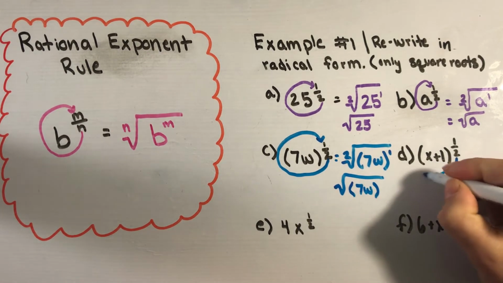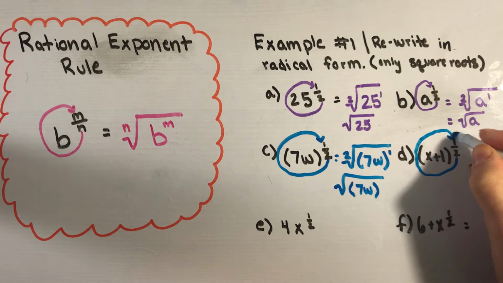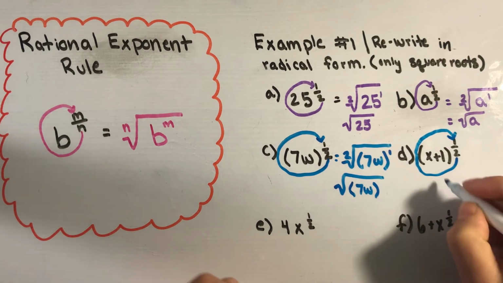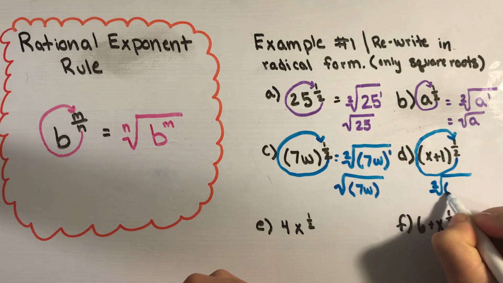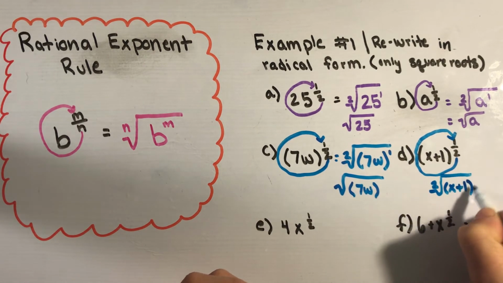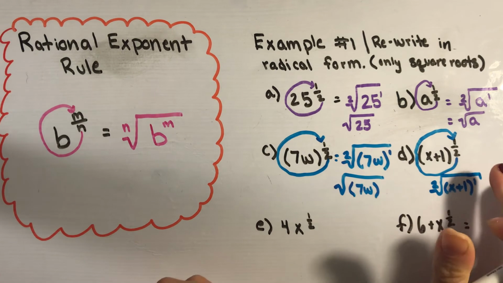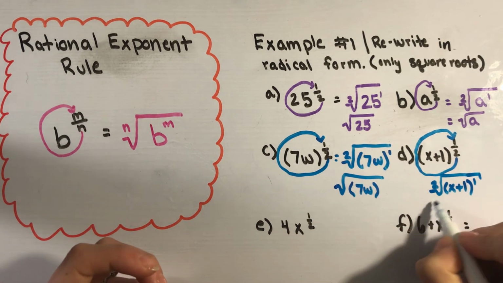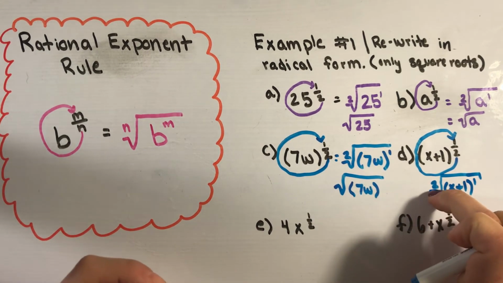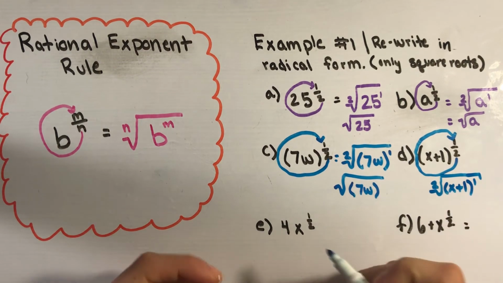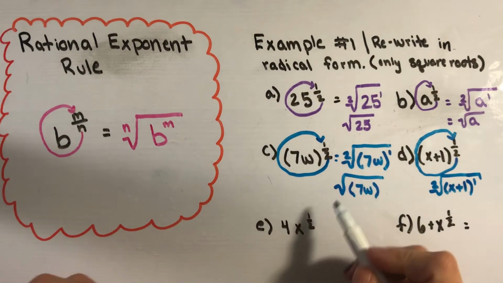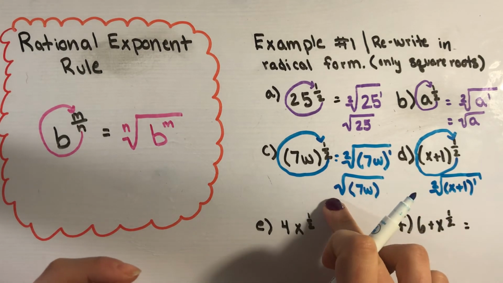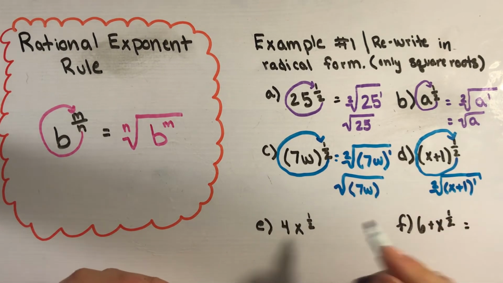Same thing here. We're going to include that whole parenthesis set. So I'm going to rewrite this on the second line. Root 2 of x plus 1 to the first power, all inside the radical. You can simplify that without the 2 and without the 1, because anything to the first power is just itself, and how we write square roots is without the 2.